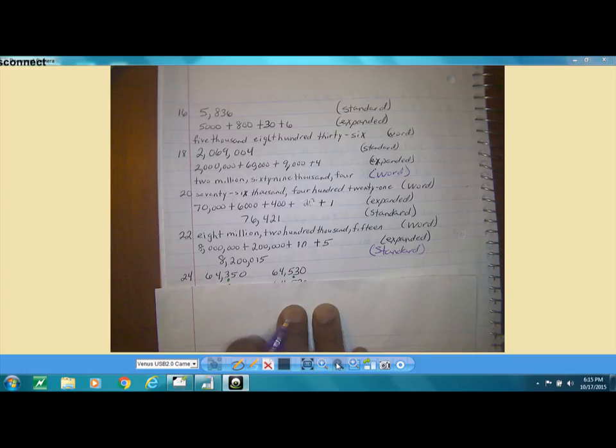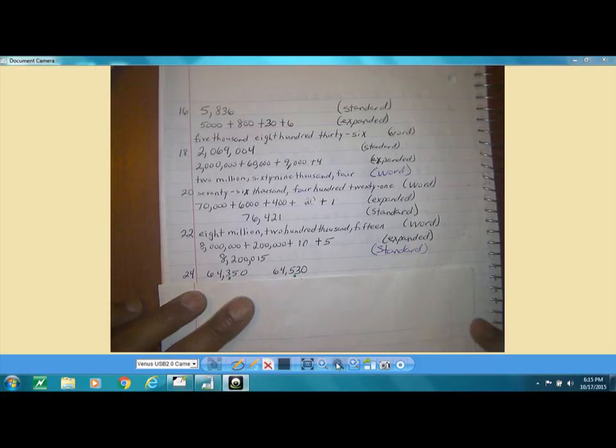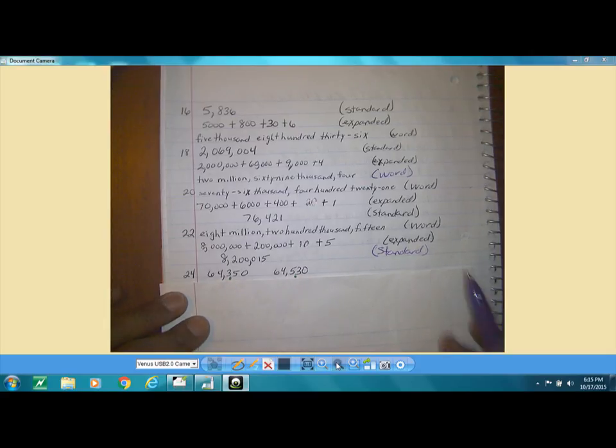Number 24, they're asking you to compare greater than, less than, or equal to. We have 64,350 compared to 64,530. They both go out to the 10,000s place, so we'll start looking at the 10,000s place. The 6 in the 10,000s place, the 6 in the 10,000s place. They're the same. We're going to keep on moving. The 4 in the thousands place, the 4 in the thousands place. They're the same. We're going to keep on moving. We're going to the hundreds place. There's a 3 in the hundreds place. There's a 5 in the hundreds place. They're different, so we're going to compare.